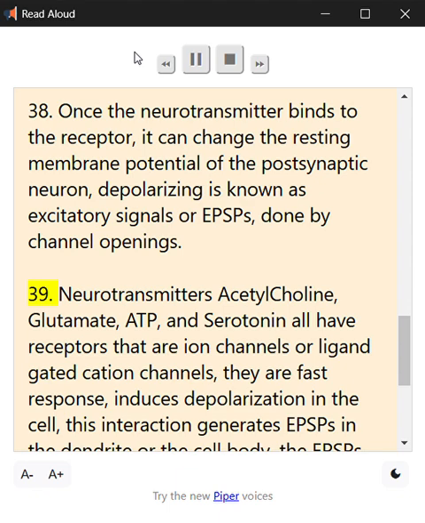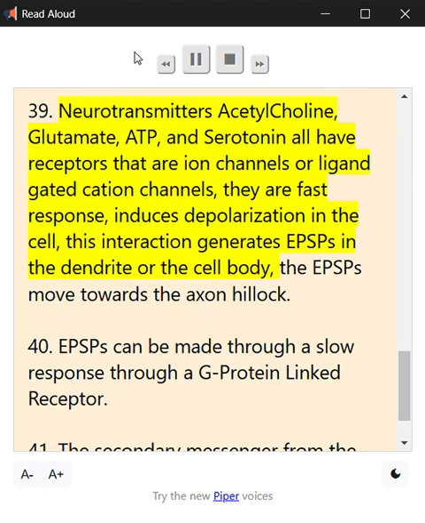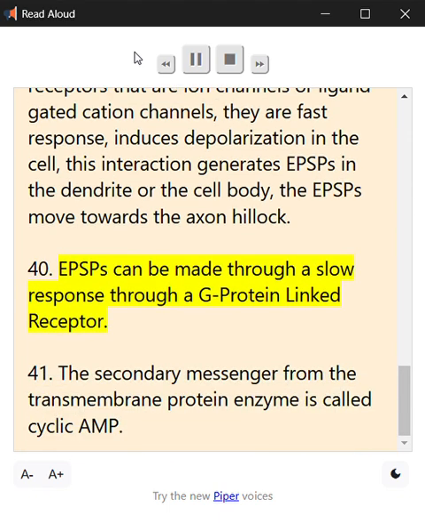39. Neurotransmitters acetylcholine, glutamate, ATP, and serotonin all have receptors that are ion channels or ligand-gated cation channels. Their fast response induces depolarization in the cell. This interaction generates EPSPs in the dendrite. The EPSPs move towards the axon hillock. 40. EPSPs can be made through a slow response through a G protein-linked receptor. 41. The secondary messenger from the transmembrane protein enzyme is called cyclic AMP.